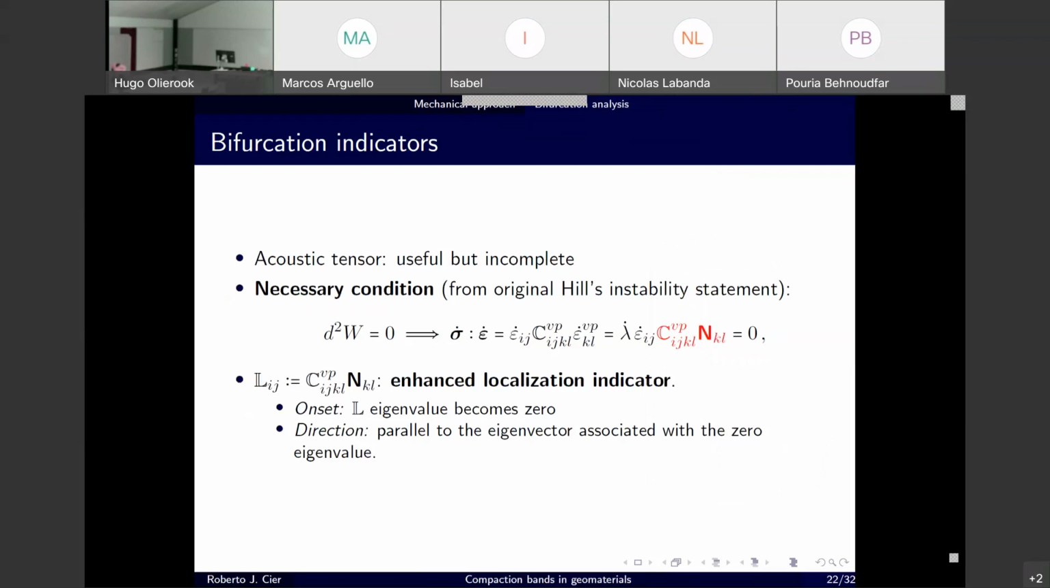This acoustic tensor concept is useful, but we realized it was incomplete. And that sort of explains why all the literature was dealing with this diffuse compaction without being clear enough in the concept. So we had a necessary condition there coming from the classical concept of Rice, and we ended up building a new localization indicator. We call this the L tensor, where we found that this can help us to explain better the phenomenon for isotropic compression states. So at the end, this L shows the onset of the phenomenon when one of the eigenvalues becomes zero, and the direction is linked to the direction parallel to the eigenvector associated with the zero eigenvalue.